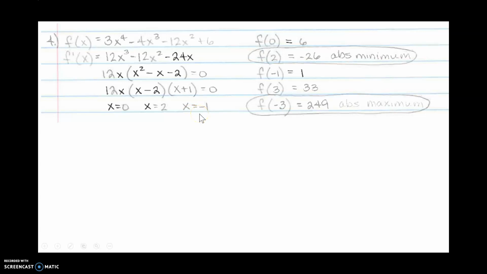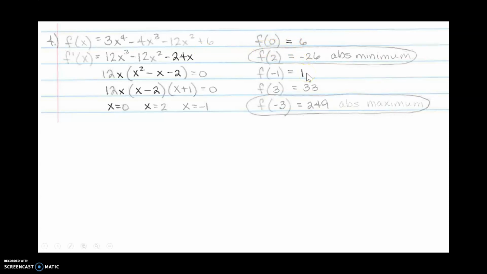So I'm going to plug those in to my original function because I'm looking for maximum and minimum values on the original. So I'm going to take 0, 2, and negative 1 and plug them back into this original function right here to find their y values. All right, so when I do, I get 6, negative 26, and 1.